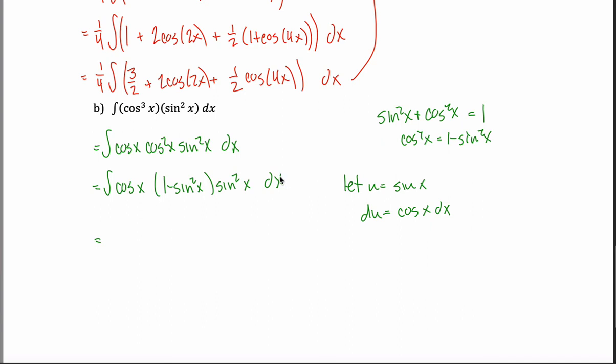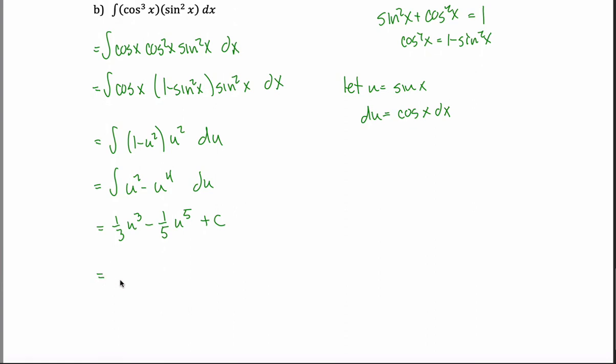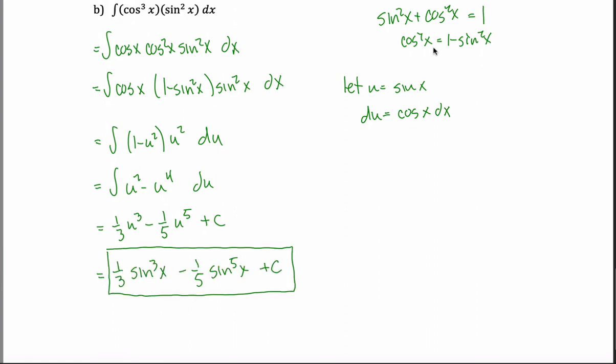This cosine of x and this dx will change into du, and this will be (1 minus u squared) times u squared. If I want the antiderivative of this, all I have to do is distribute the u squared through to get (u squared minus u to the 4th) du, which works out really nicely with my power rule. The antiderivative of u to the 2nd power is 1/3 u to the 3rd power, and the antiderivative of u to the 4th power is 1/5 u to the 5th power. I'll tack on my plus C, and then I'll change my u's back to sine of x, and I'll be done with this quiz. So there's my final answer, and that's the quiz.